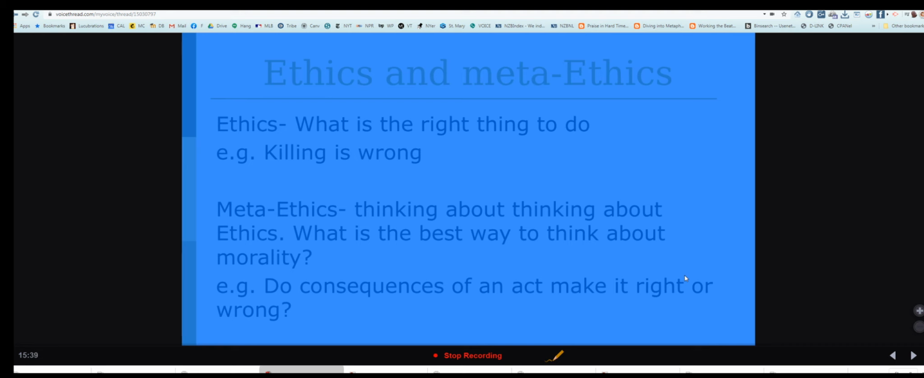But we're also going to be considering ethical theories, which are, if ethics is thinking about what's the right thing to do in some situation, then meta-ethics is thinking about thinking. It's thinking about ethics, thinking about how you should think about the best way to determine what morality is or what the right thing to do is. So these theories that we mentioned, the 5 units, correspond to different meta-ethical views.